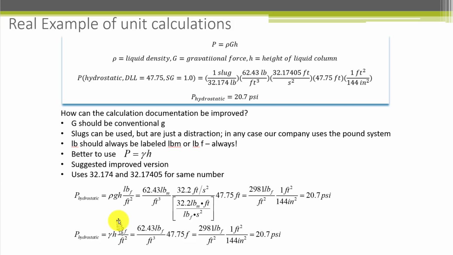Now I like to use specific weight, gamma, instead of rho g because it just eliminates one step. So gamma is directly pounds force per cubic foot. It's converted already, so gamma is equal to rho g. And you can see this calculation is much simpler and cleaner.